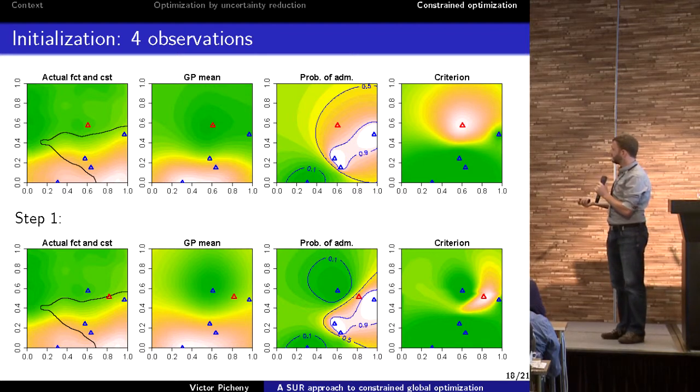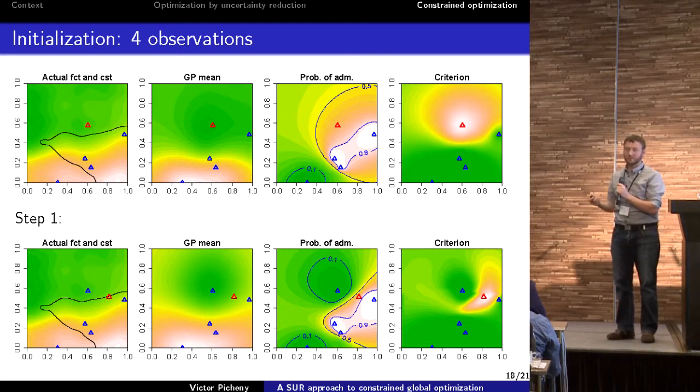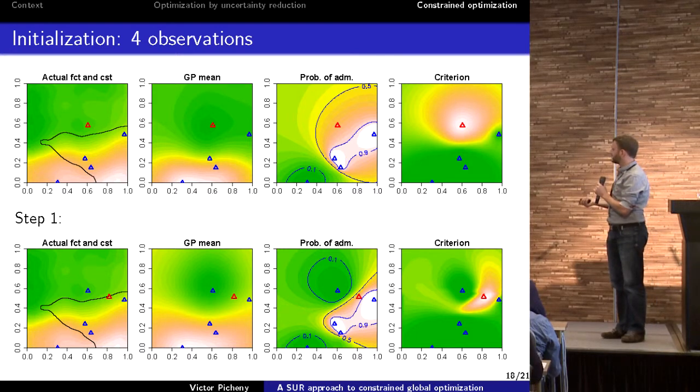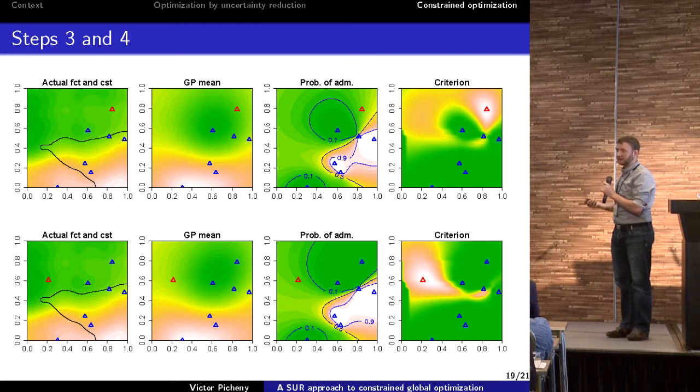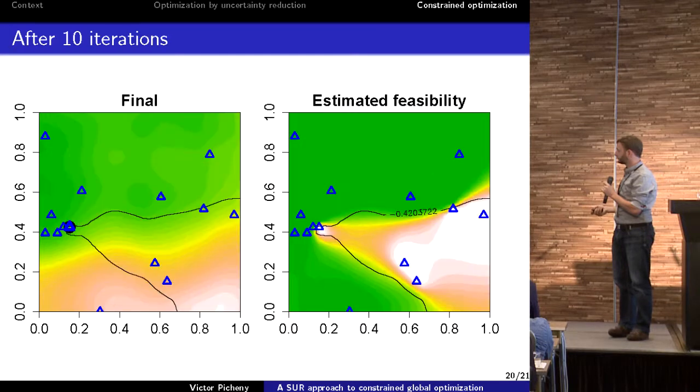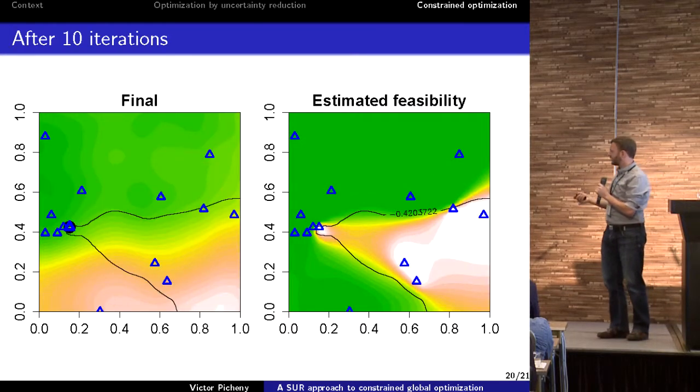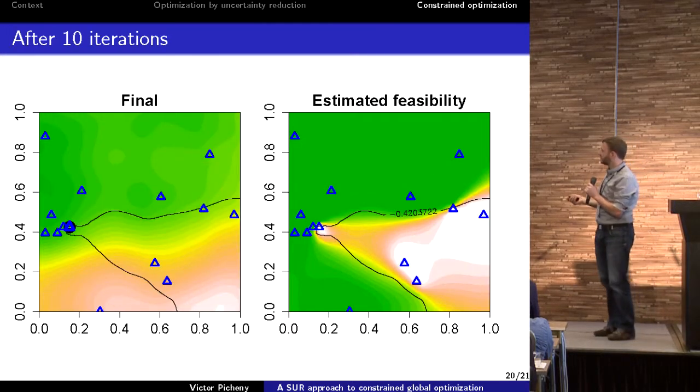So I add this point, and this is the update: my new Gaussian process, my new probability of admissibility. So I know that I learned something about the admissible region, and my criterion tells me to move and go here. So I do it one more time. I do some updates, etc., etc. And you can see here that it starts looking like the actual admissible region. And after 10 iterations, I have only 15 points here to address this complex problem.